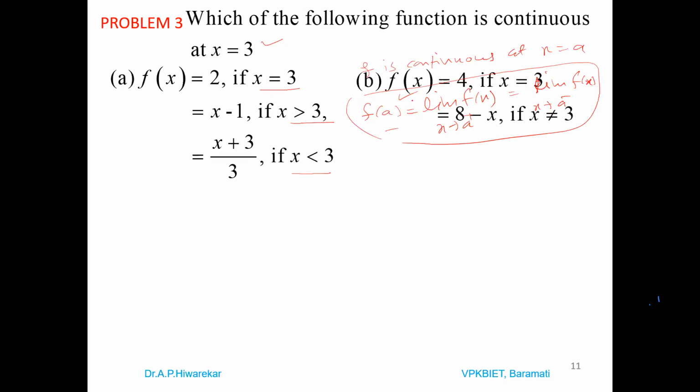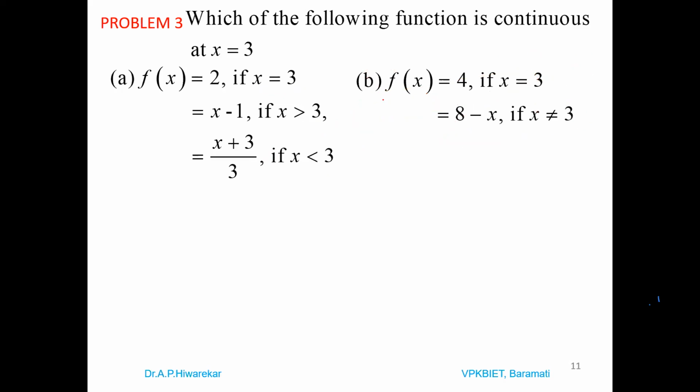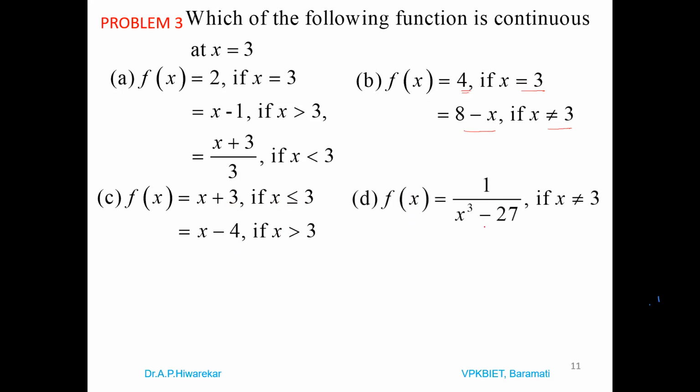So what you can do, you can just see that option A is this. Option B is f(x) is equal to 4 when x is 3, and it is 8 minus x when x is not 3. Option C is f(x) is x plus 3 if x is less than or equal to 3, and x minus 4 when x is greater than 3. And D is f(x) is 1 by x cubed minus 27 when x is not 3. So we have to select a function which is continuous at x is equal to 3.